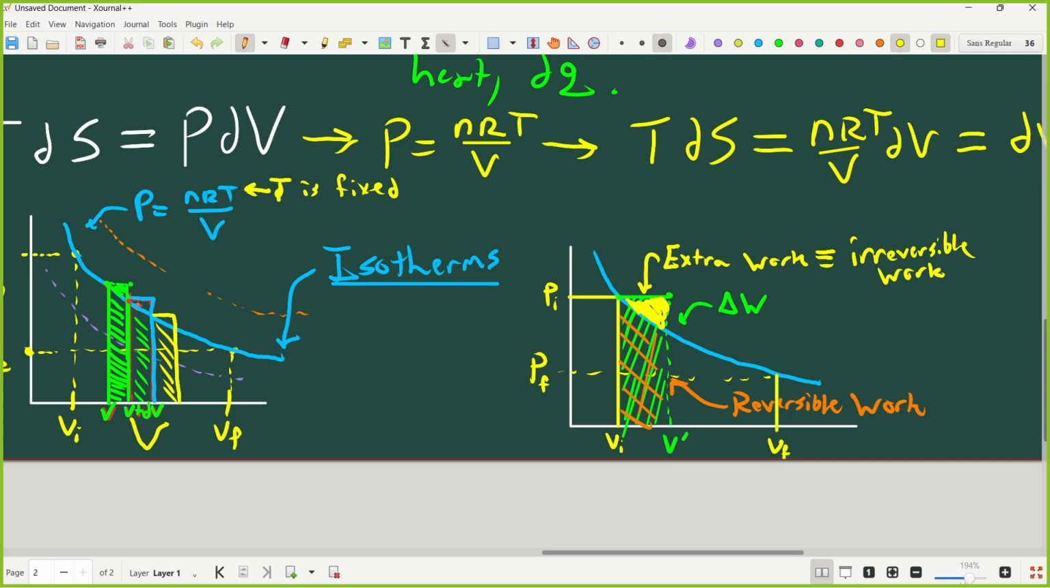So any work done under the curve is equilibrated work. It's able to exchange with the heat, but this extra energy is just sitting there in the system. It's got to go somewhere. Okay, so what happens?